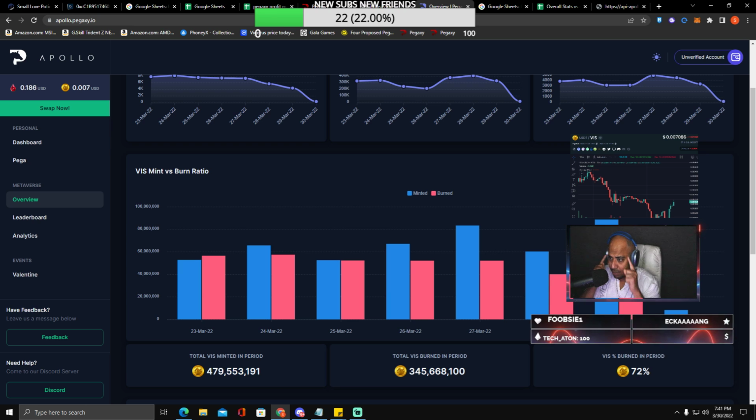So do not freak out and watch that chart closely, because it's all depending on mint versus burn. That's the ratio they want to stabilize, mint versus burn. We have crossed one stage. We are on our second stage of the mint versus burn ratio.